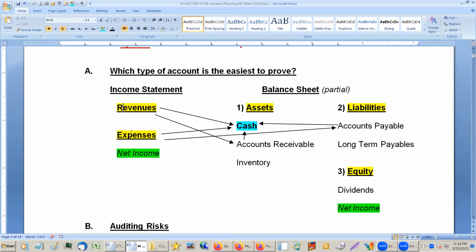Especially these revenues and expenses. As you prove cash, everything from revenues and expenses virtually goes through cash at some point. So while we're proving out cash, we prove out a lot of other accounts, even though the cash itself might be immaterial.